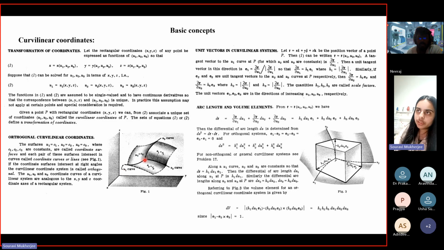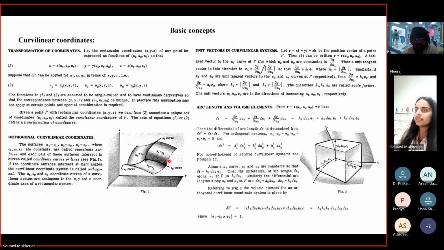So the unit vector along this direction will be given as del r del u1, right? You can find the magnitude in that direction. That will be your scale factor. Similarly, for the other two directions. So in each direction, you have a tangent vector, which has a magnitude that tells us how much the change is, and a direction, which gives the normal vectors.